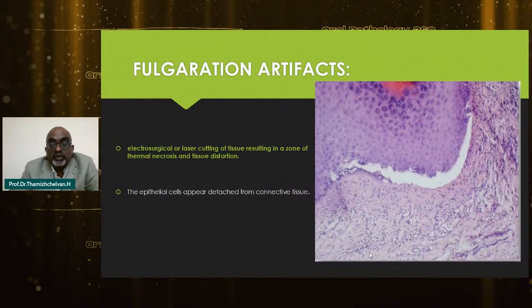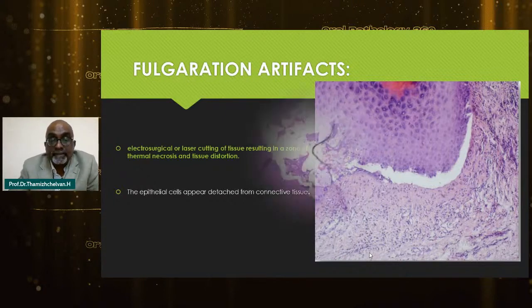And this is another common problem because nowadays everybody has started using lasers and electrosurgery because there's a procedure called painless procedure. So normally in clinic they give a spray and they try to take a small incision, which is highly recommended and comfortable for the patient. But because of excessive heat, there can be a zone of thermal necrosis, tissue distortion, and the epithelial cells appear detached from the connective tissue, or the epithelial cells can come into the connective tissue, taking an appearance of microcyst.